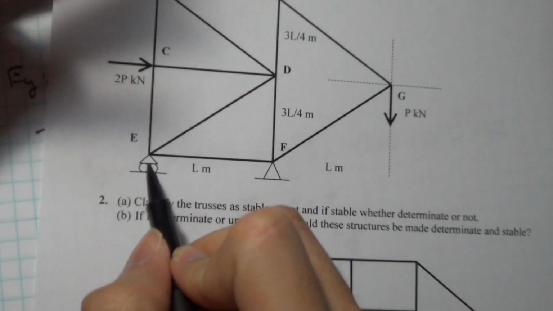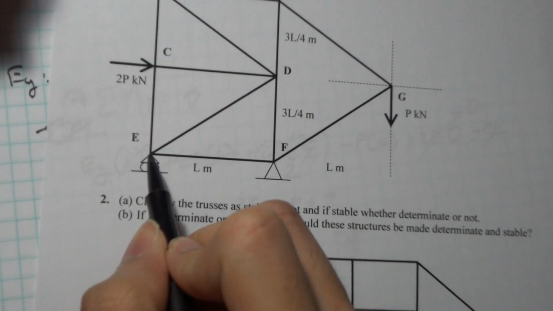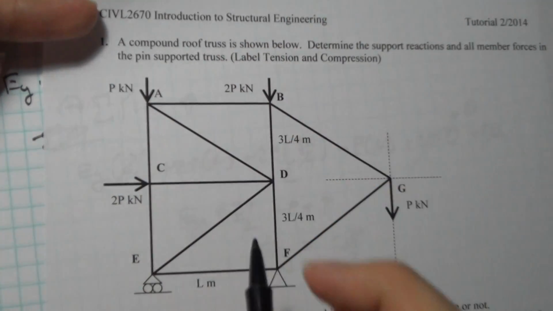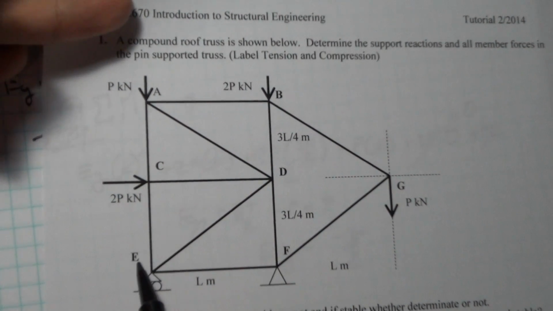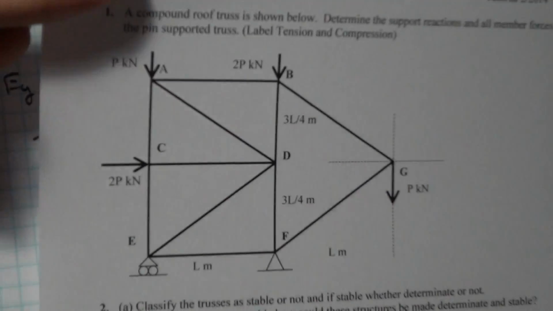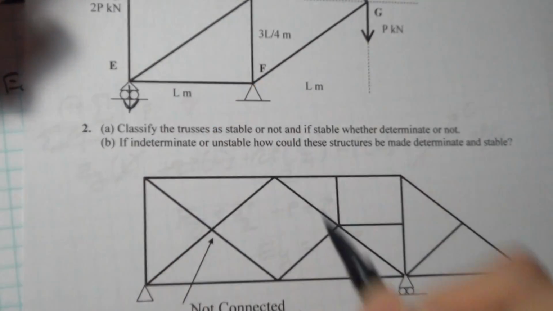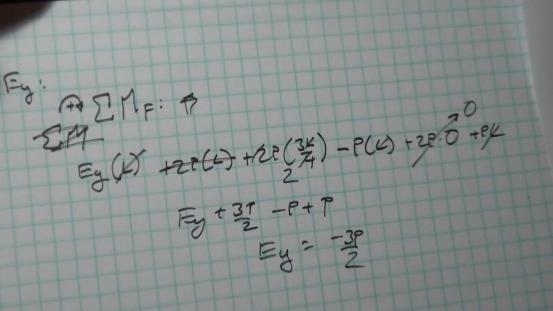Note that this force here is actually going to be downwards. Because all the forces acting on this want to rotate the truss about F, the reaction at E actually has to hold the truss down to prevent the rotation, so you get a reaction that's going downwards like this. So that is your reaction.